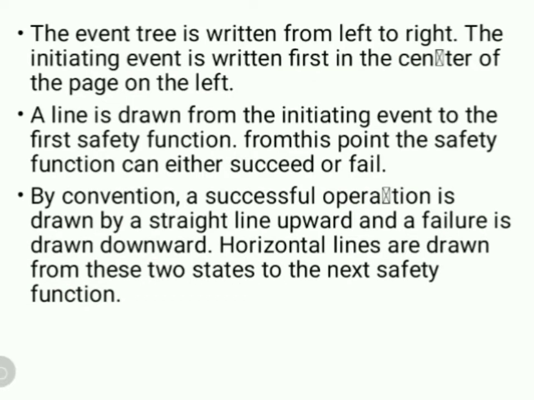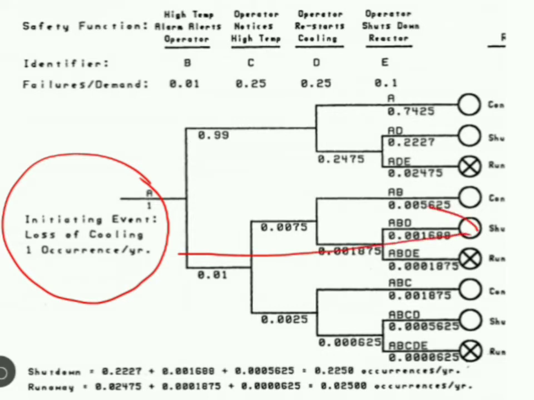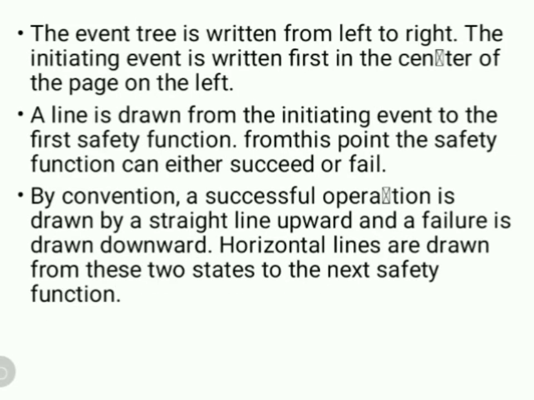Now we see the event tree is written from left to right. This is how we can see the example of the event tree. We have to write from the left to right. The event tree is written in the center of the page, and we have to start with it. This is called the event tree, where simple horizontal lines are drawn. The initiating event is written first, in the center of the page.